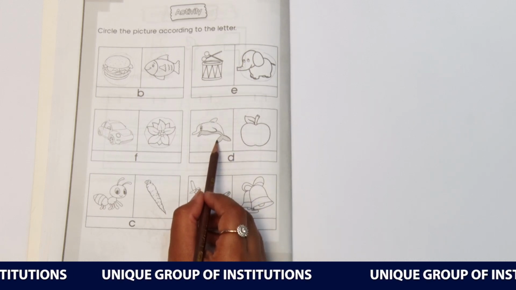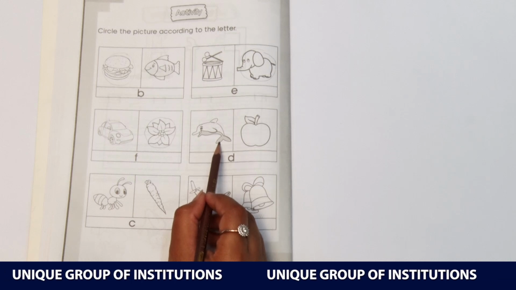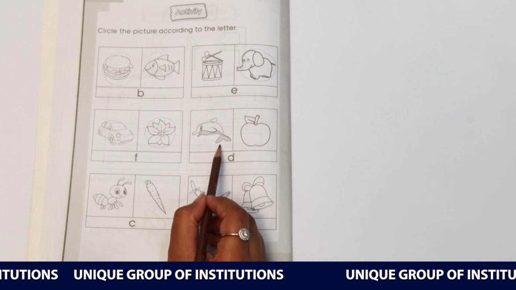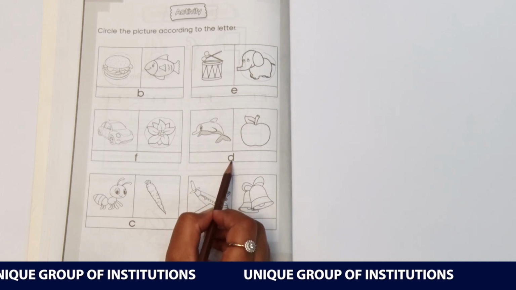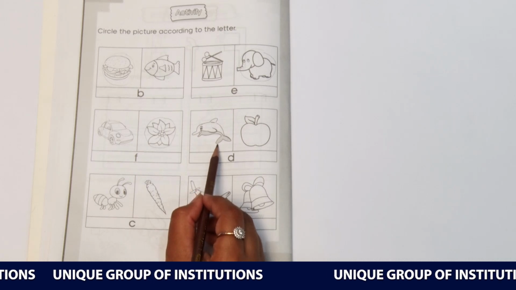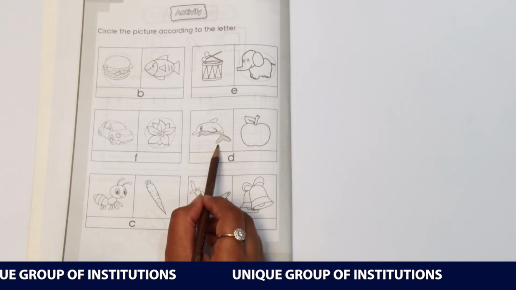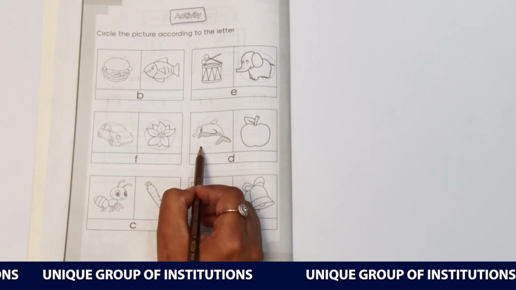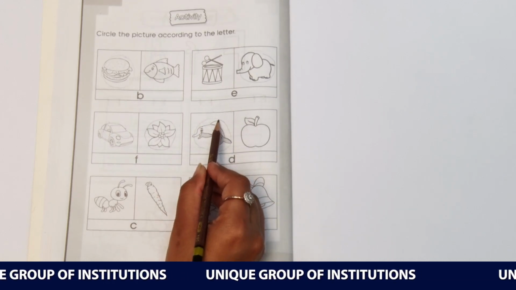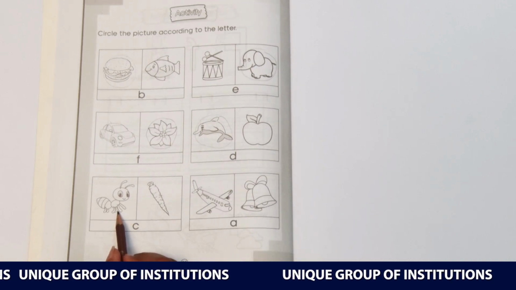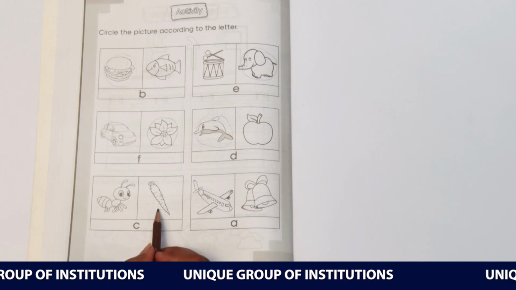Next we have the letter D and the pictures are a dolphin and an apple. Dolphin. D, D. Oh my God, we found the picture already. The letter D makes the sound D and the beginning sound of dolphin is also D. We have to circle the dolphin here. Very good.